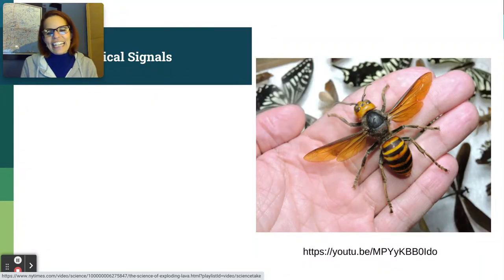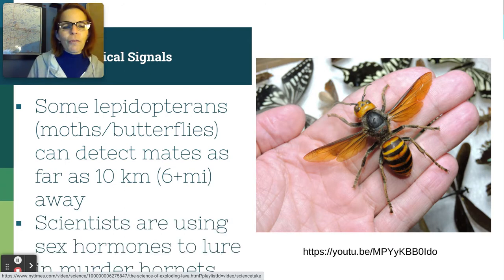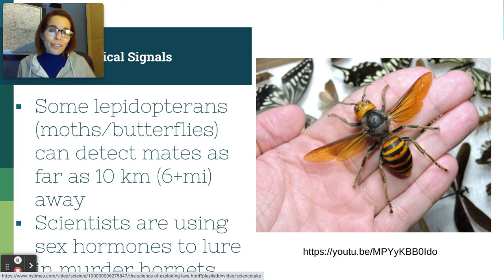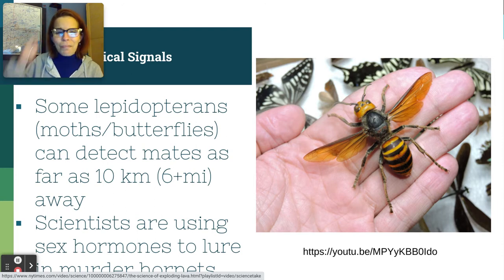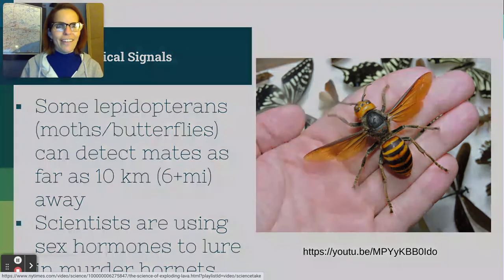Oh, murder hornets, so freaky. Some lepidopterans, which are moths and butterflies, can detect mates from as far away as 10 kilometers, or more than 6 miles away. That's an example of chemical signals and pheromones. Scientists, smarties, are using sex hormones to lure in murder hornets. So they're trying to capture murder hornets. And if you don't know what a murder hornet is, then you need to click on that YouTube link, and it'll show you, oh my gosh, the scariest animals I've ever seen.